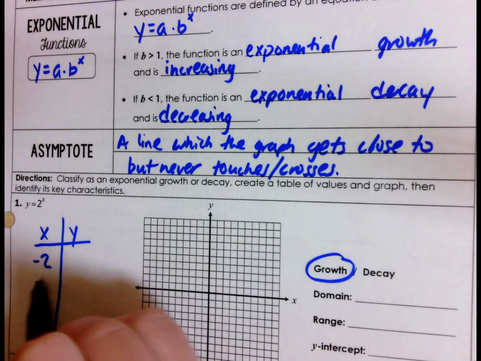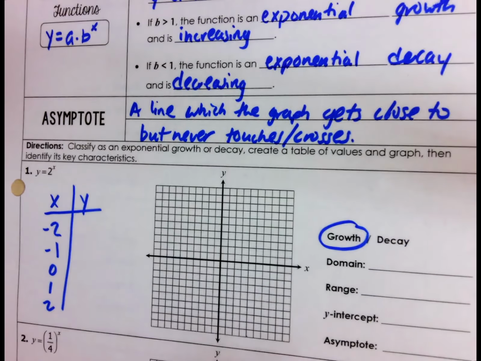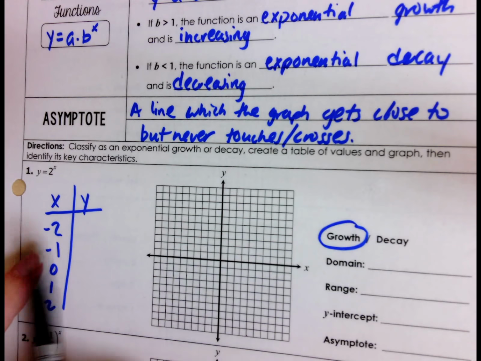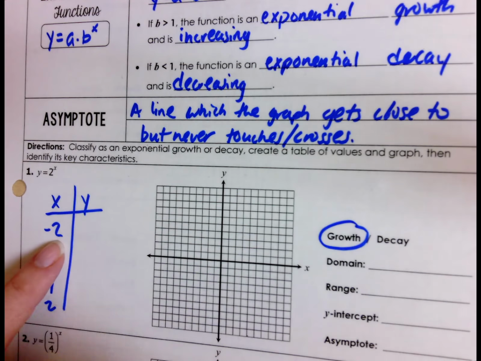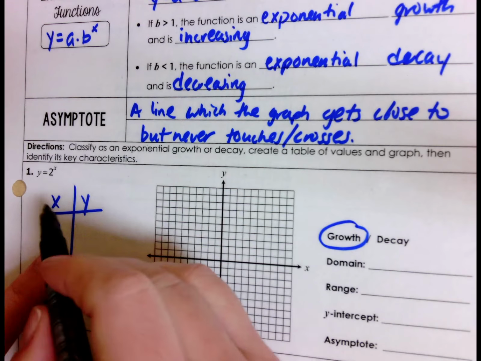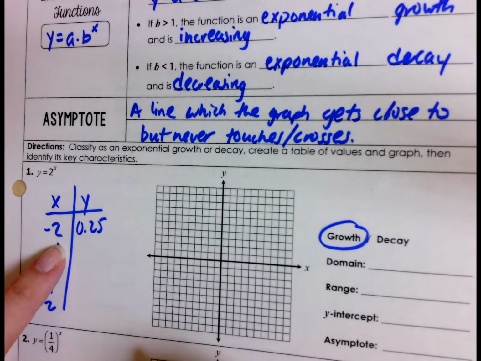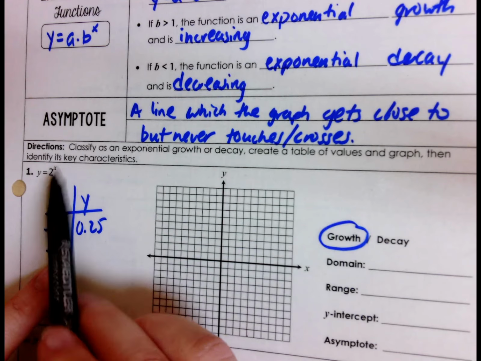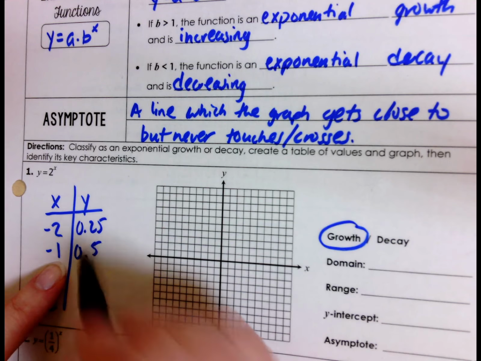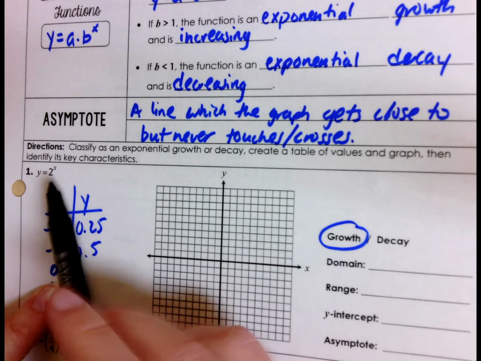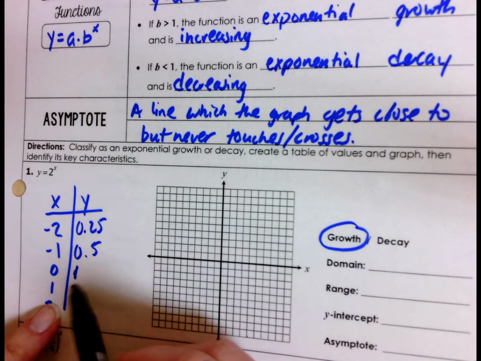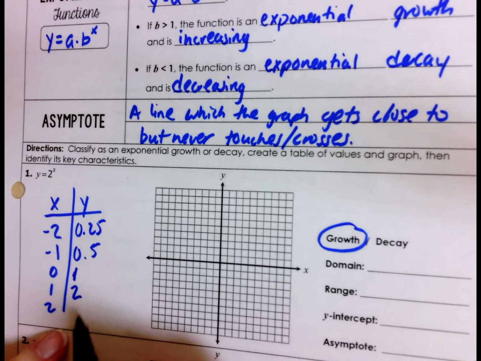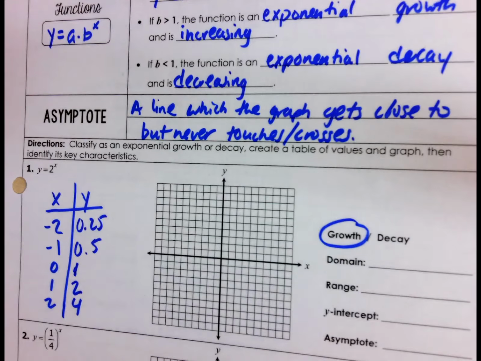and I'm just going to pick some x values randomly: -2, -1, 0, 1, 2. Now I'm going to plug them into the calculator. If I put in 2 raised to the -2 power, my calculator tells me that the answer is 0.25 or 1/4. If I do 2 raised to the negative first power, I get 0.5. If I raise 2 to the 0 power, or anything to the 0 power, I get 1. If I take 2 and raise it to the first power, I get 2. And if I raise it to the second power, I get 4. Okay, so just using my calculator to create those values.